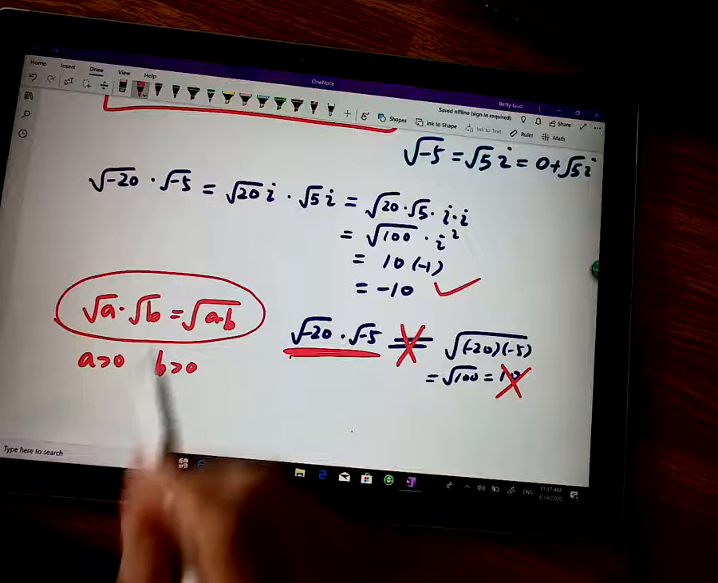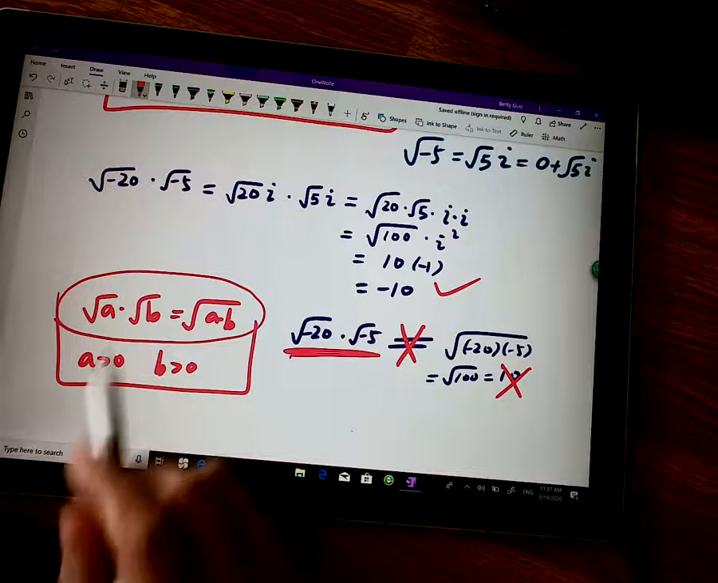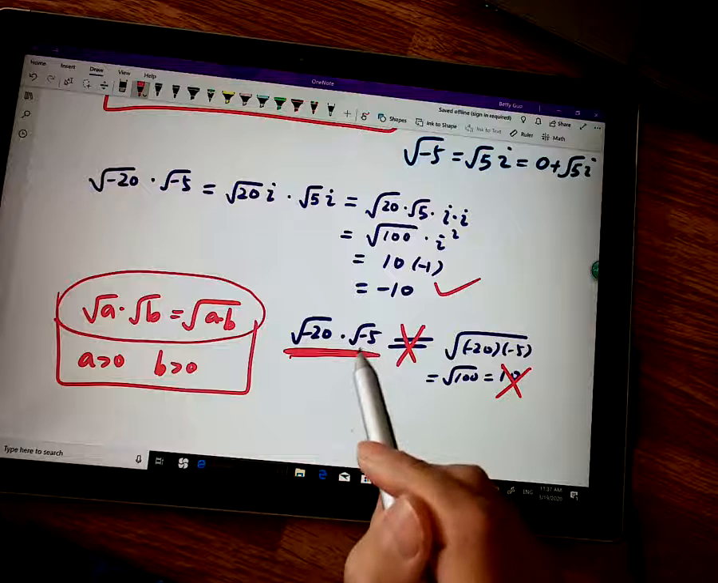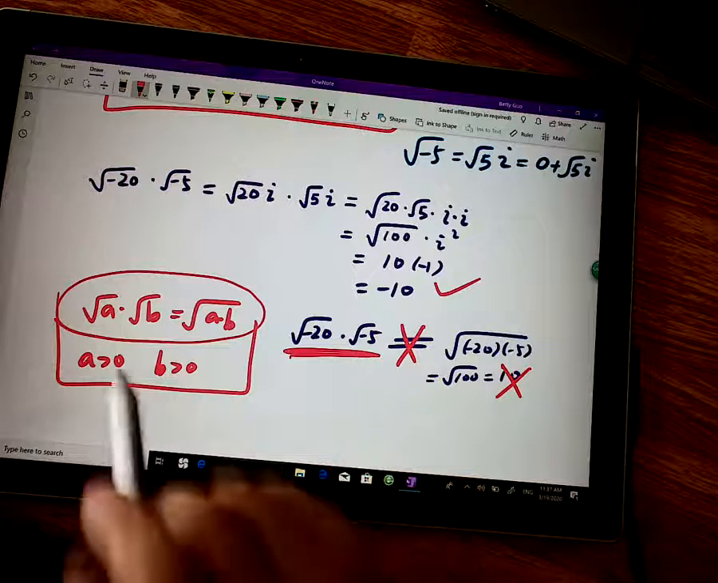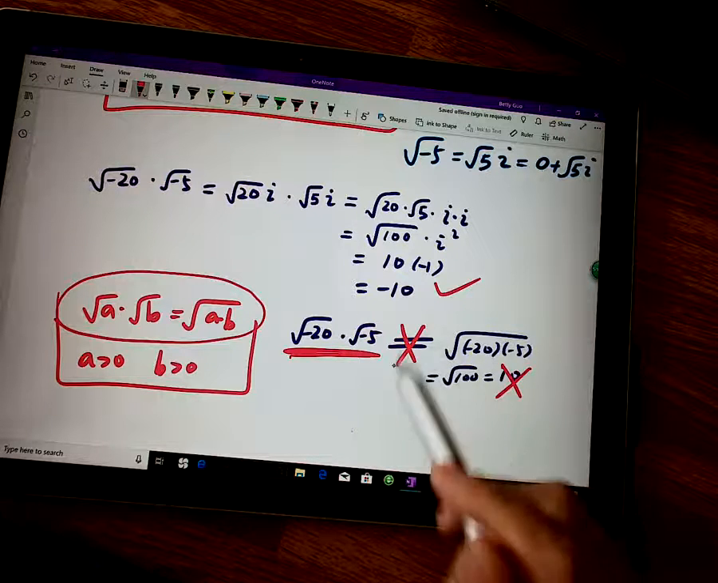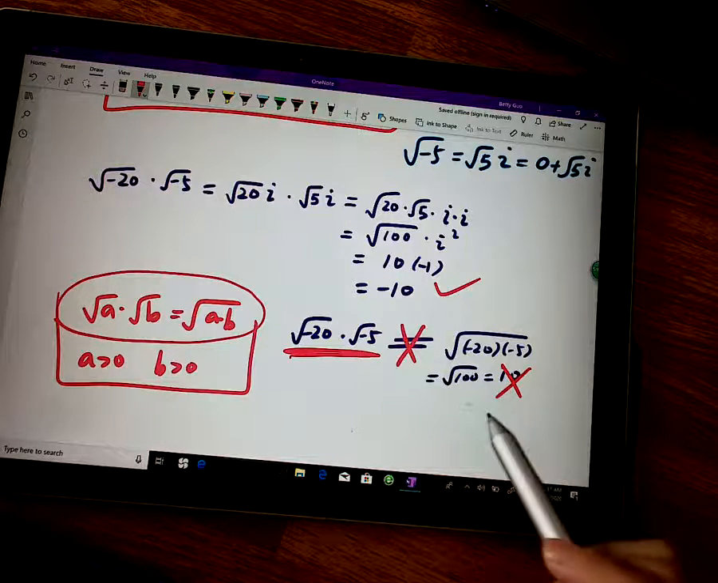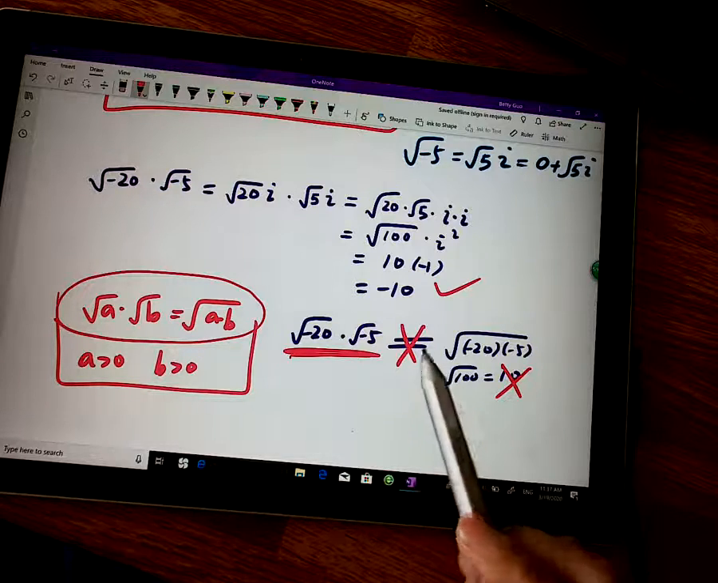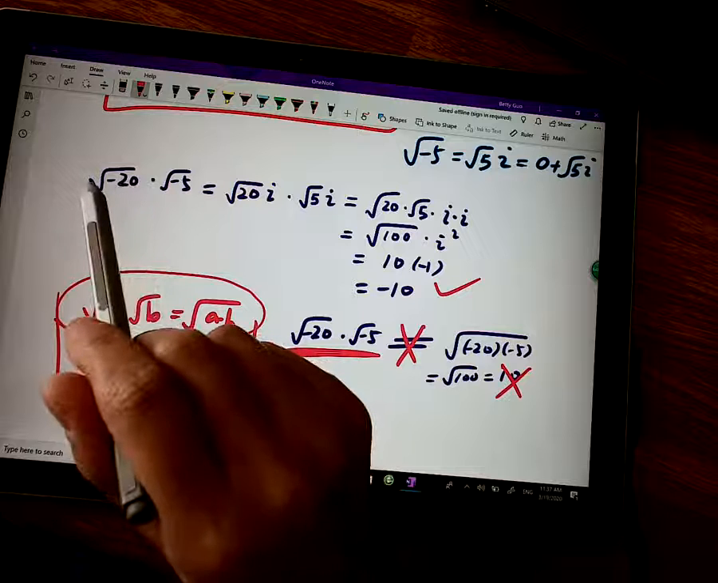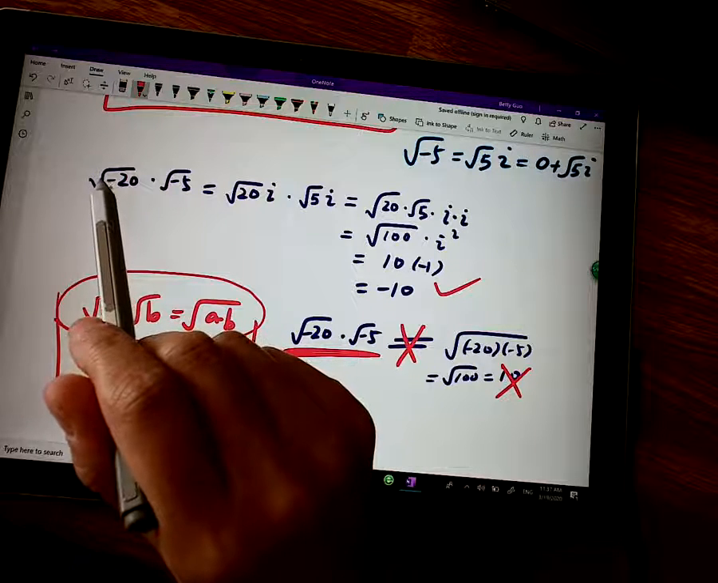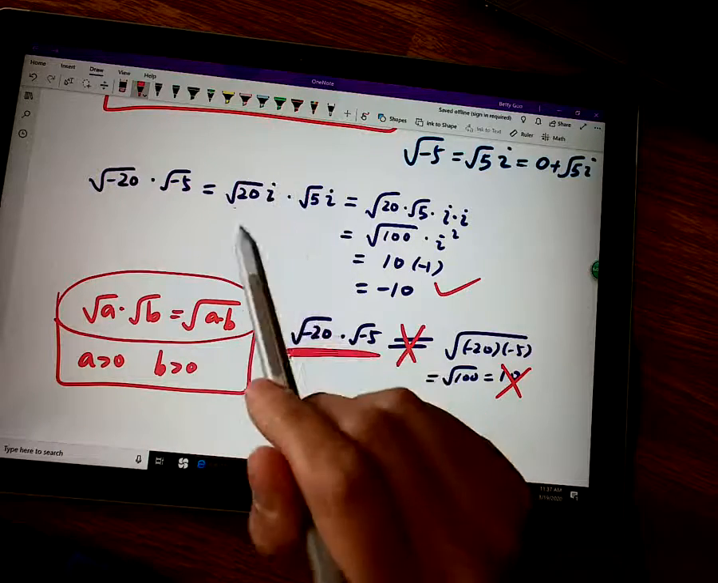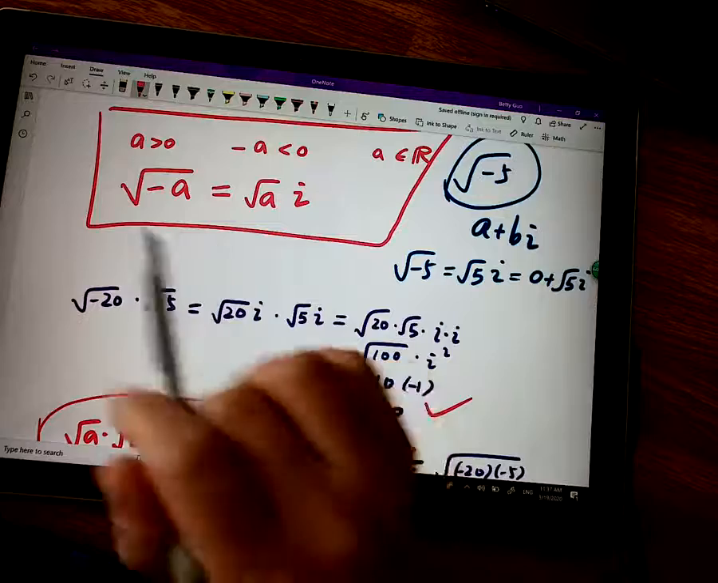Why doesn't it apply here? Because this formula is only true if both A and B are positive. But you have negative 20, negative 5. The radicand is not positive. So this formula does not apply here. So you cannot do this. You see the cross, it's wrong, right? I think I made it very clear. So again, when you see a square root of a negative number, the first thing to do is to rewrite that number in terms of i by applying this formula.